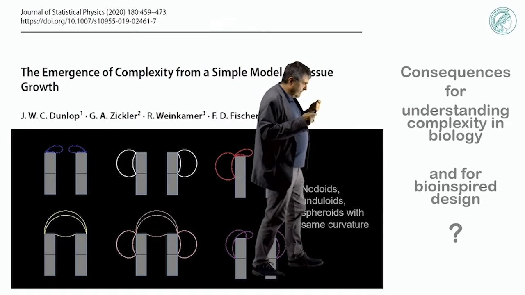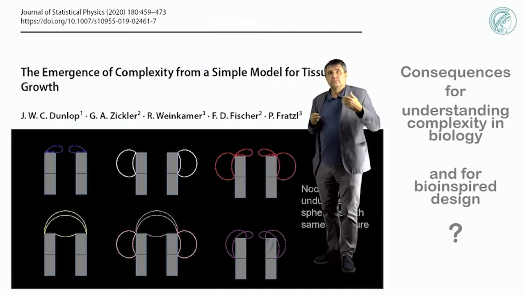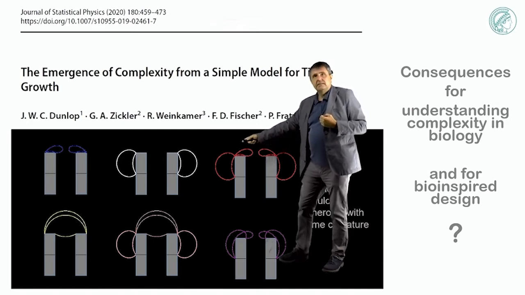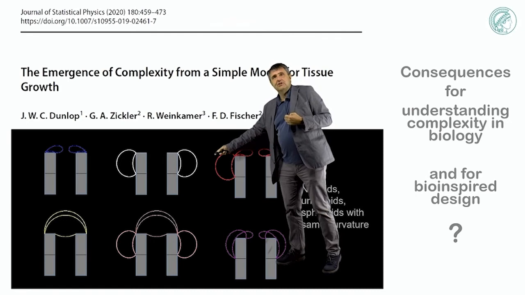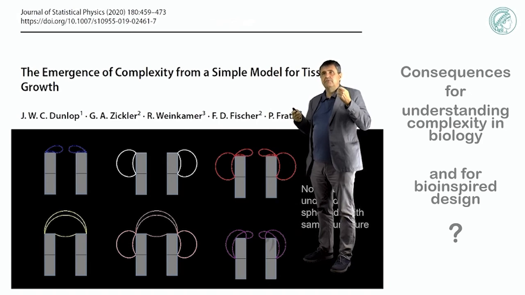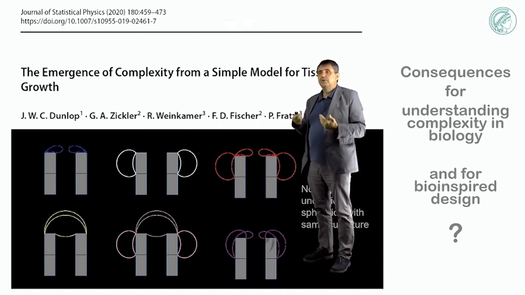Now, what does this all mean for both biology and bio-inspired design? So this here is a sort of theoretical discussion of the complexity that can arise from a very simple model of tissue growth that's governed by surface tension only. And all these shapes here on this slide, and there's a variety of shapes, they all have the same property, that they have constant curvature, they have the minimal possible surface.